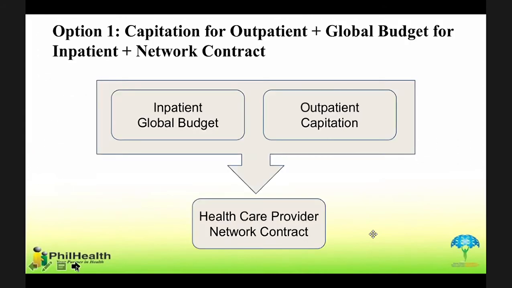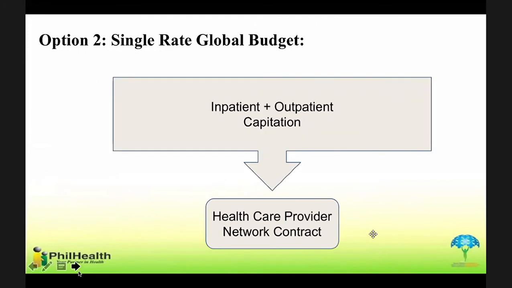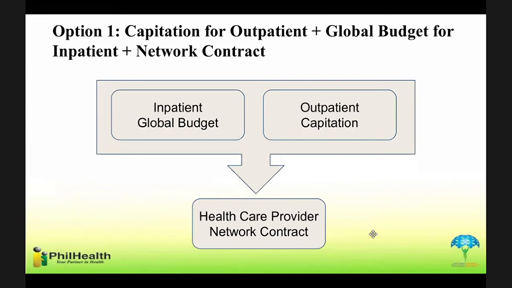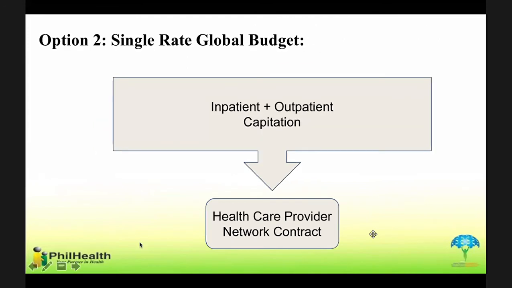How much? Okay. Option 1 is the capitation for outpatient. Yung capitation for outpatient is about, I think, 1,500 per patient na nandun sa outpatient and plus global budget for inpatient plus network contract. Pagsasama-samahin siya, it will result to healthcare provider network contract. Okay? Or another option is single rate global budget. So inpatient plus outpatient capitation will result to healthcare provider network contract. Pero I don't know what will happen if we implement the option 1. Mas maganda yung, for me, mas maganda yung option 1 kasi nakikita mo yung distinction. Unlike dito sa isa, pinagsama siya, then you have a healthcare provider network contract.